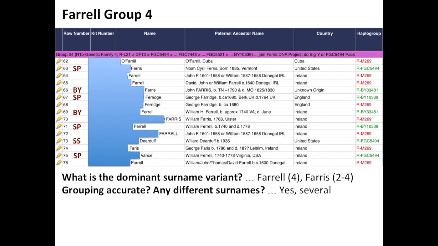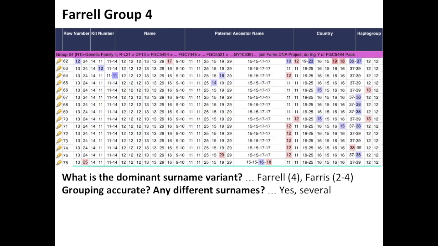There are several different surnames here. So you can see Deerduff and Vance. Are these chance matches, or are they surname or DNA switches? Well, the grouping appears to be relatively consistent because there's actually relatively few mutations. This one up here, this first one, there are a lot of mutations. He shouldn't be there. I left him there for comparison purposes. He's actually an O'Farrell from Cuba.